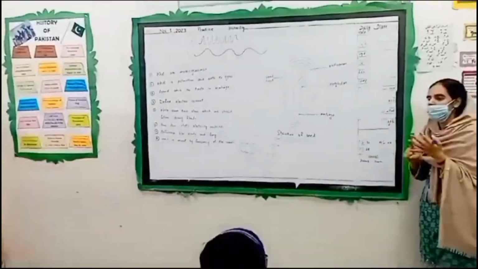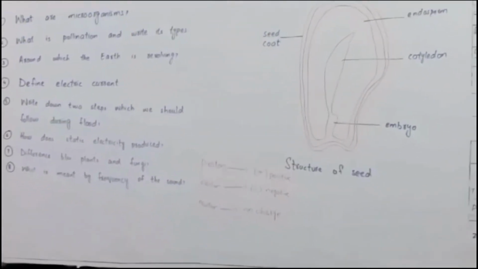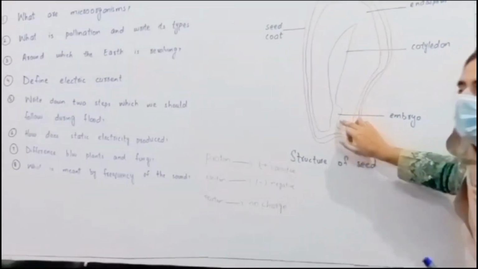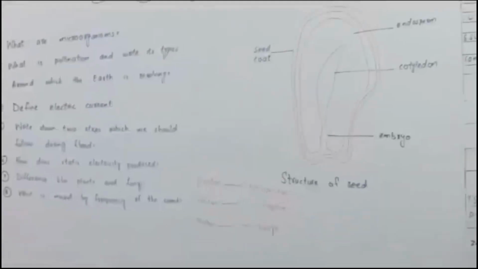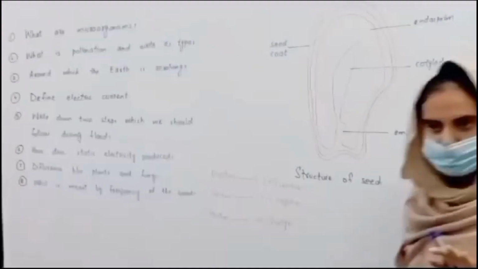There are 2 types of cotyledons: monocot and dicot. When there is 1 cotyledon, the seed is known as monocot, and when there are 2 cotyledons, the seed is known as dicot. The last part is embryo. Embryo is the part of the seed where the life of that plant begins. That part is known as embryo.